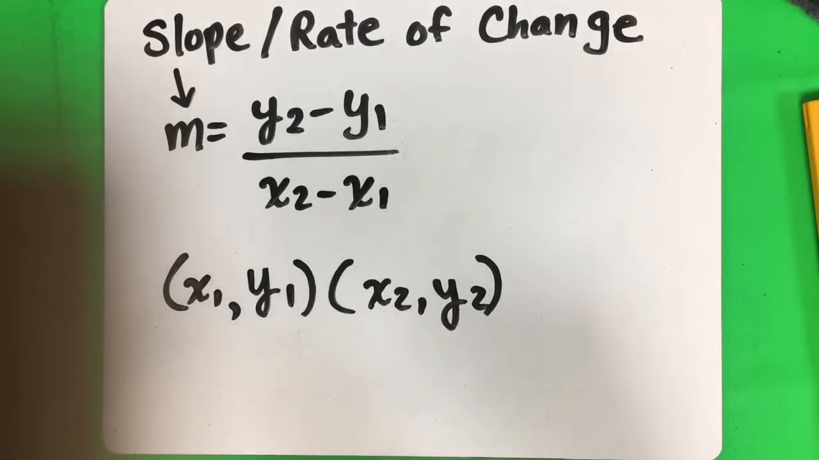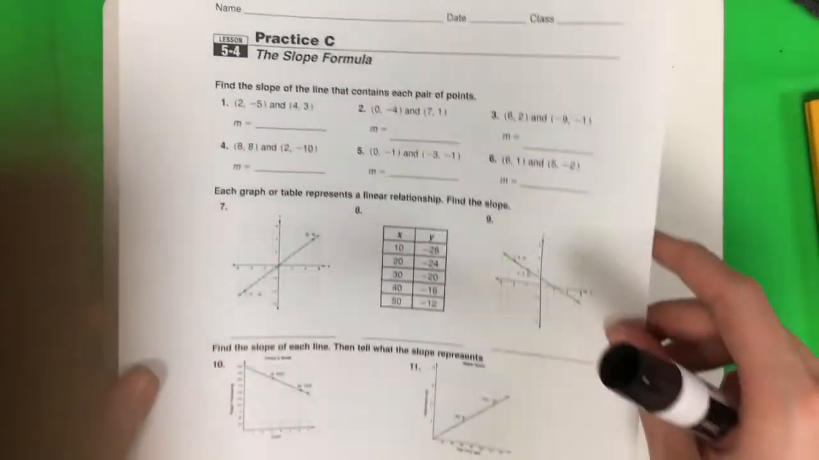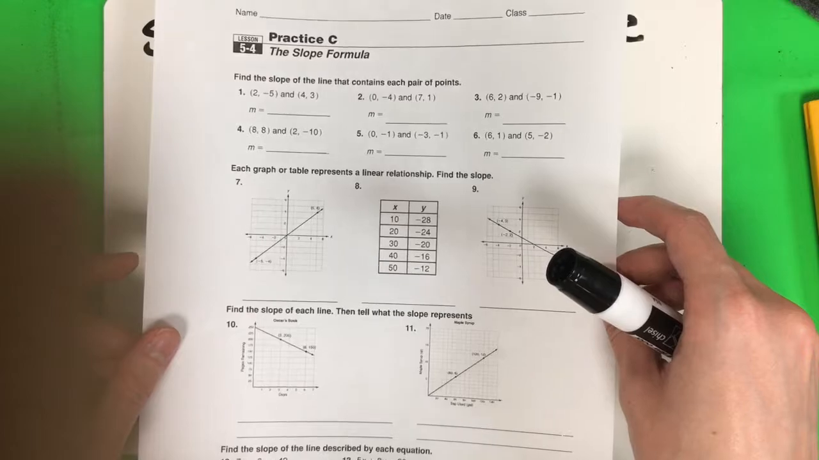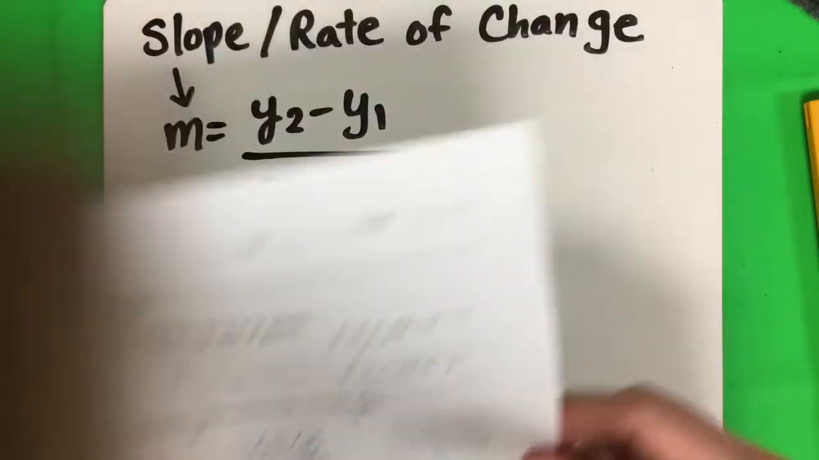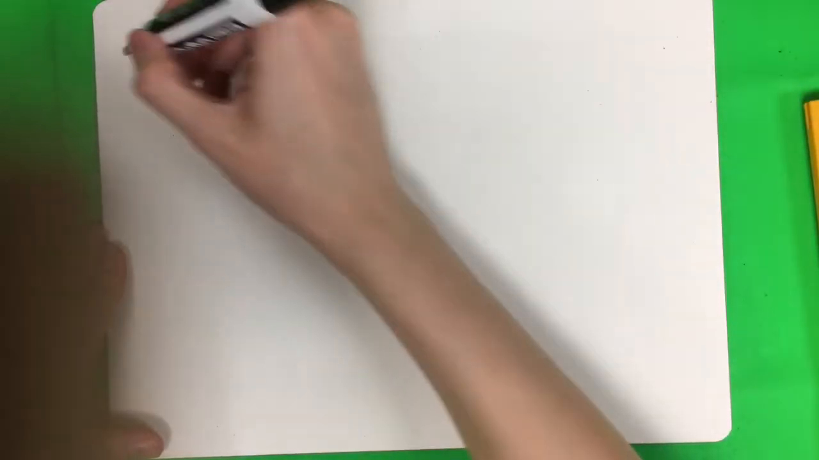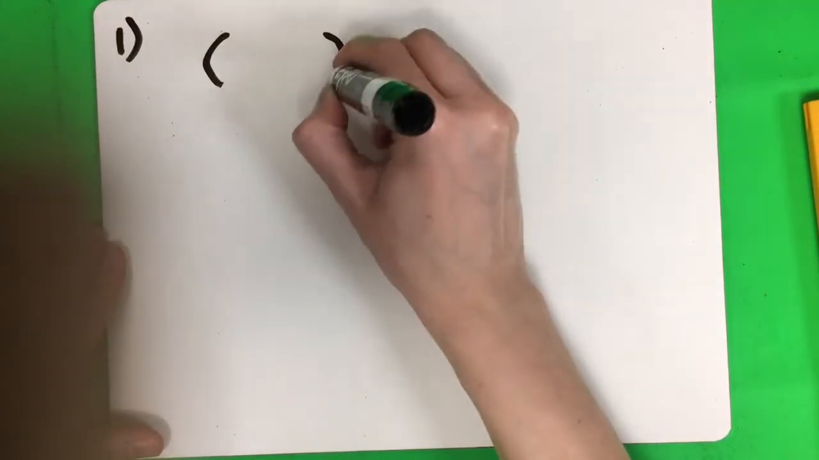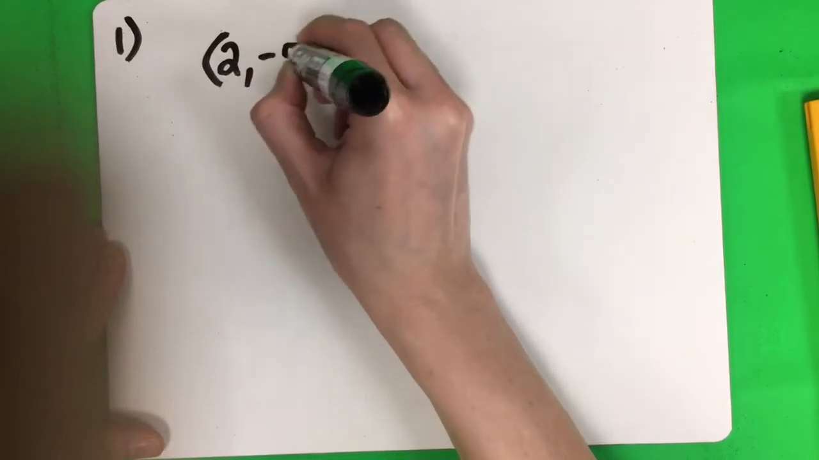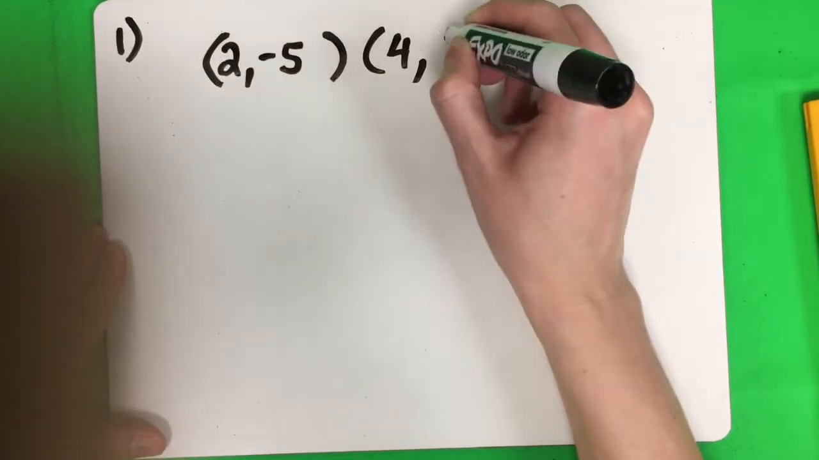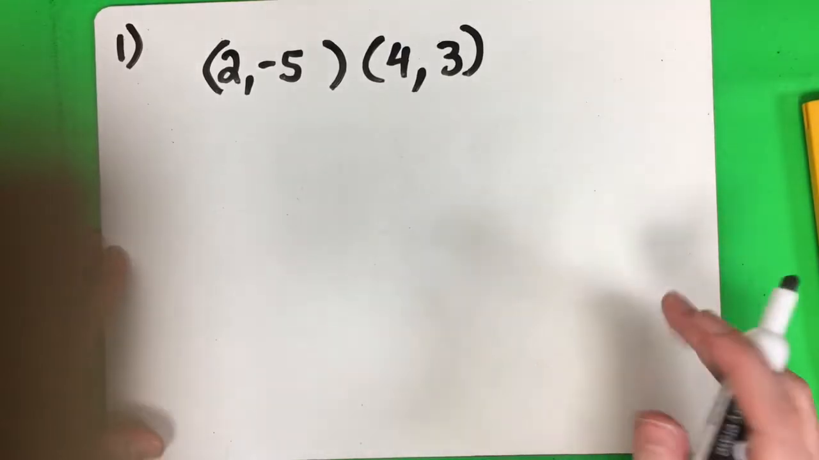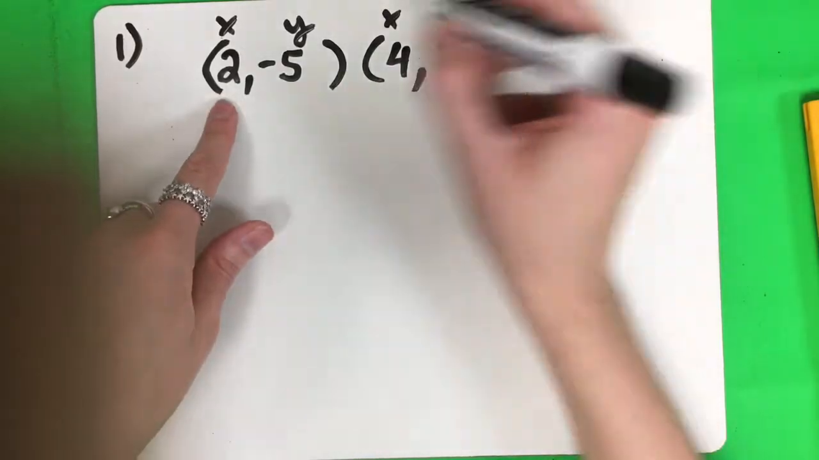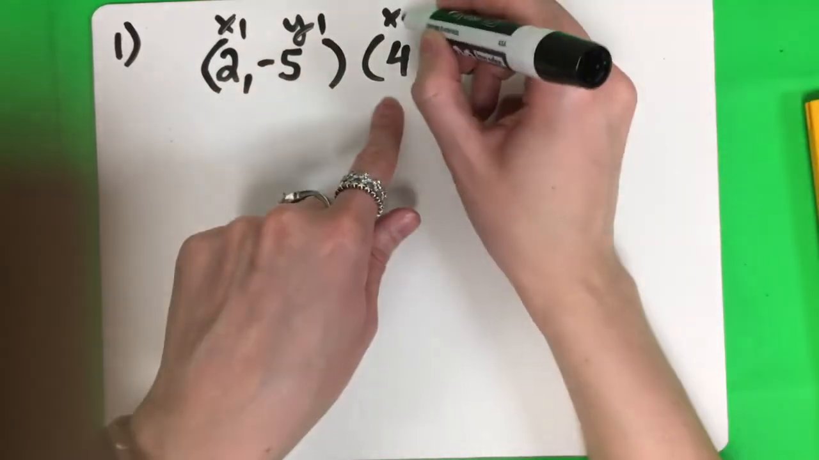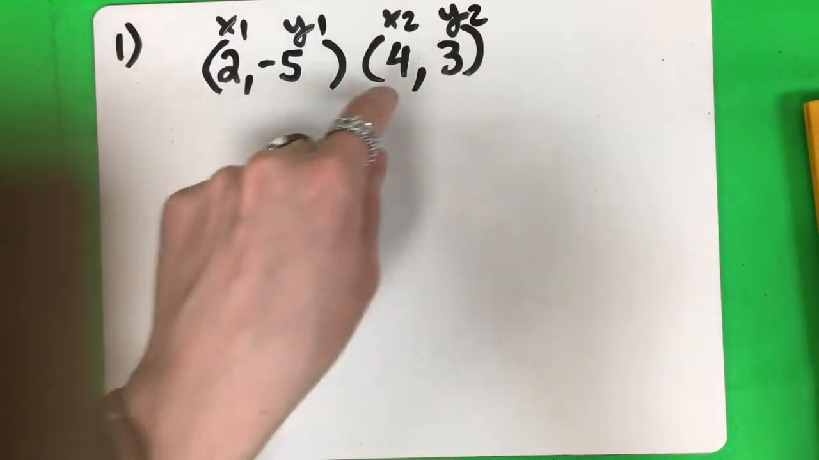Okay, so let's go ahead and just jump into this to slope and rate of change. So we're going to go ahead and do this worksheet together. My first question is this one. So let's do it together here. Number 1. I have 2 points. They are (2, -5) and (4, 3). Okay, this is x, y, x, y. This is point 1, so x1, y1. This is point 2, x2, y2.